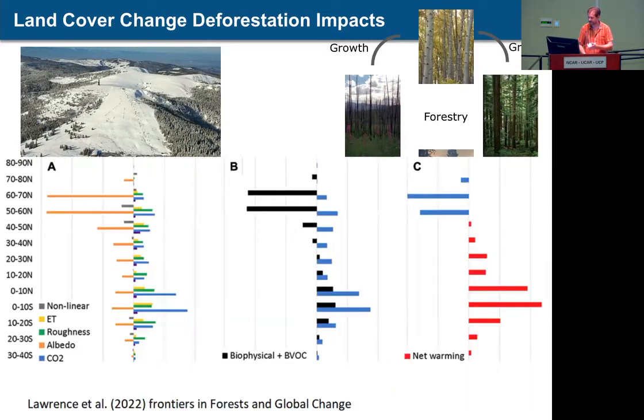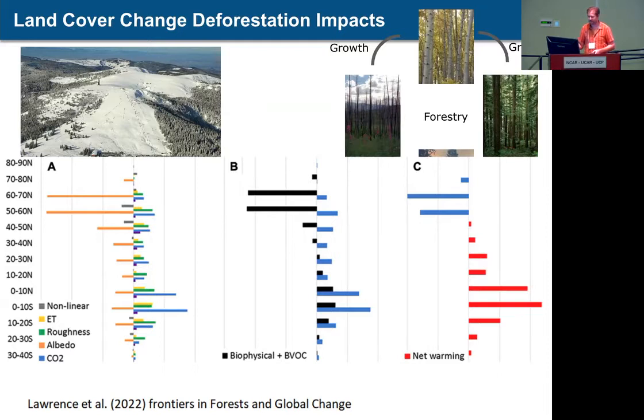There's a nice study from Deborah Lawrence, one of my colleagues, who went through all the literature and looked at the net warming versus cooling of land use and land cover change by latitude and by climatic area. You can see that in the tropics we have strong warming from deforestation, but as you go further up to the higher latitudes, we end up with cooling from deforestation.